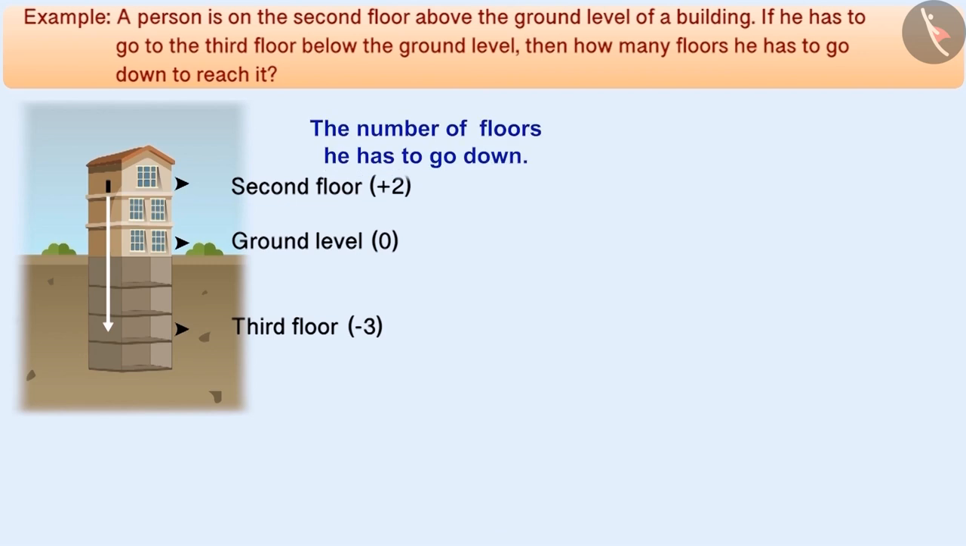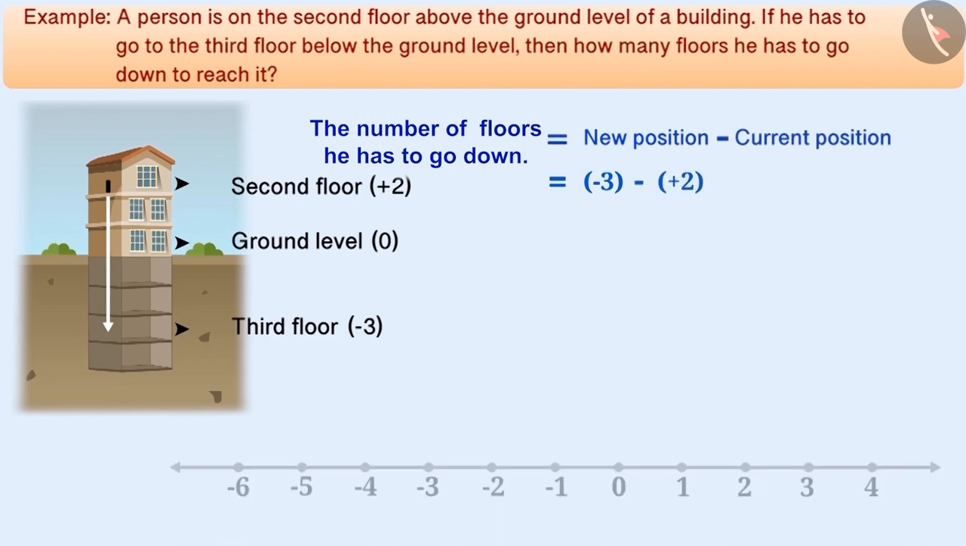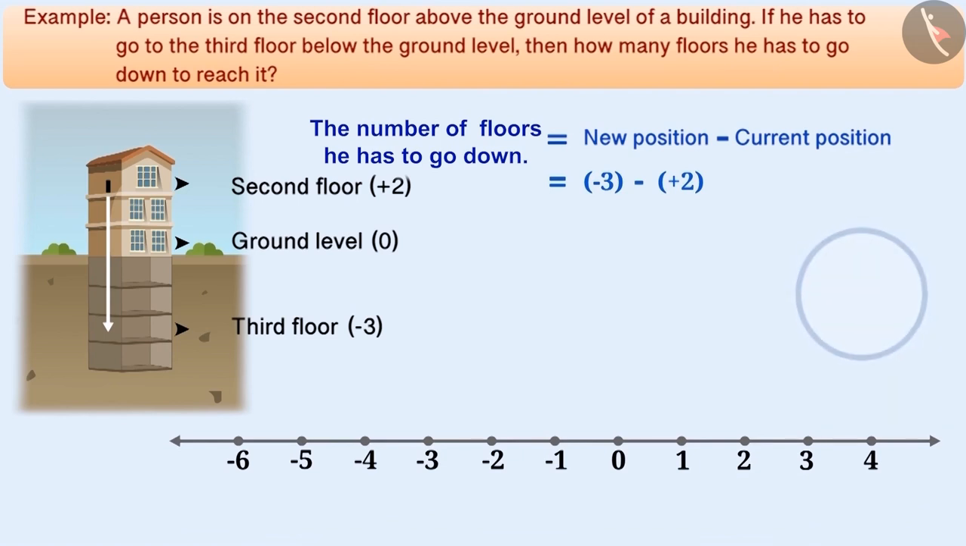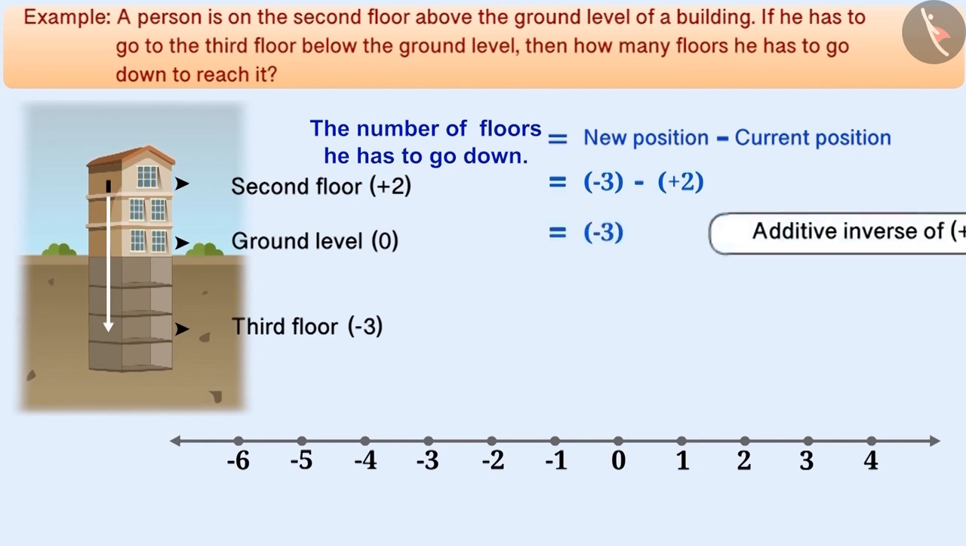To find out the number of floors he has to go down, we have to subtract his current position, which is plus 2, from his new position, which is minus 3. Can you tell me how to solve this on the number line? Think a little. Let me tell you, since we need to perform the operation of subtraction, we will first convert it into operation of addition. To do so, we add the additive inverse of plus 2 to minus 3.